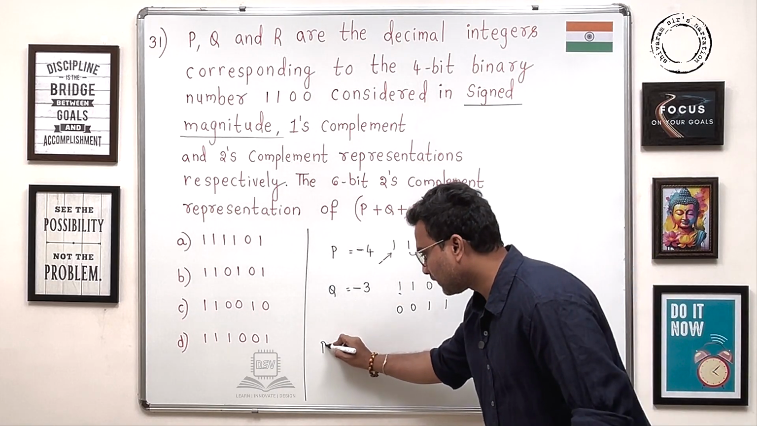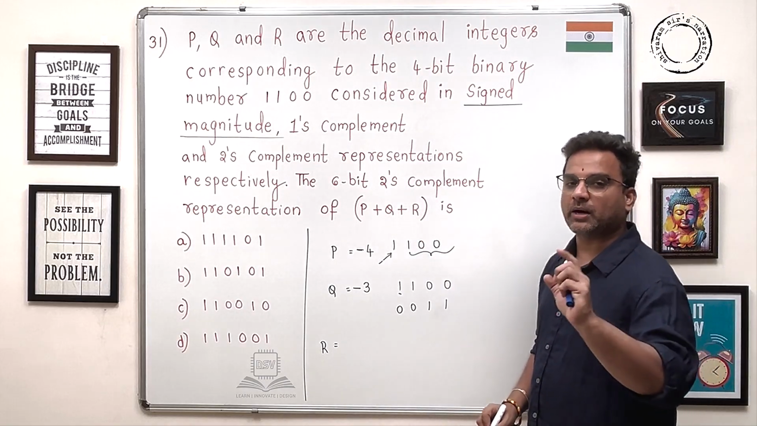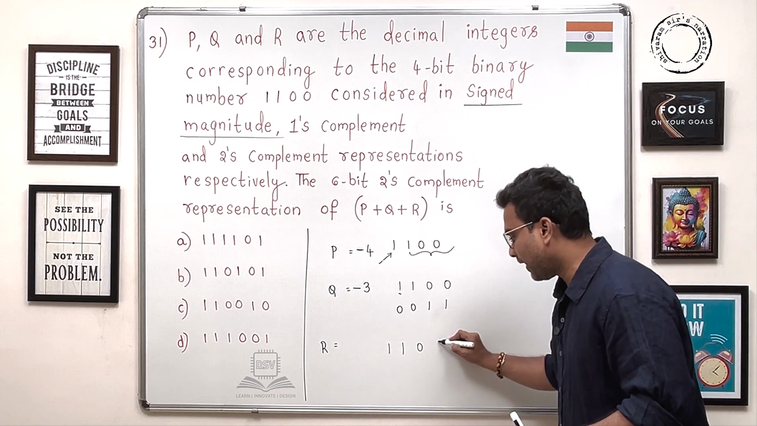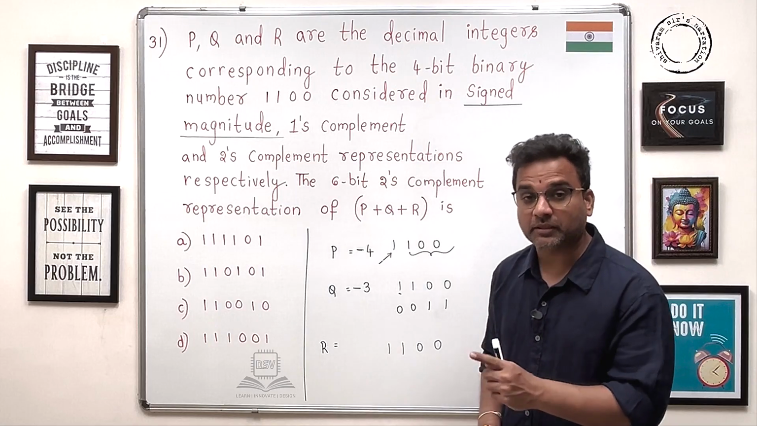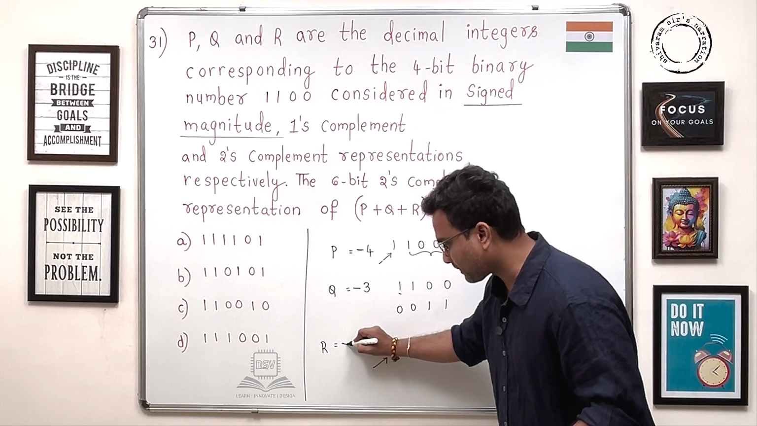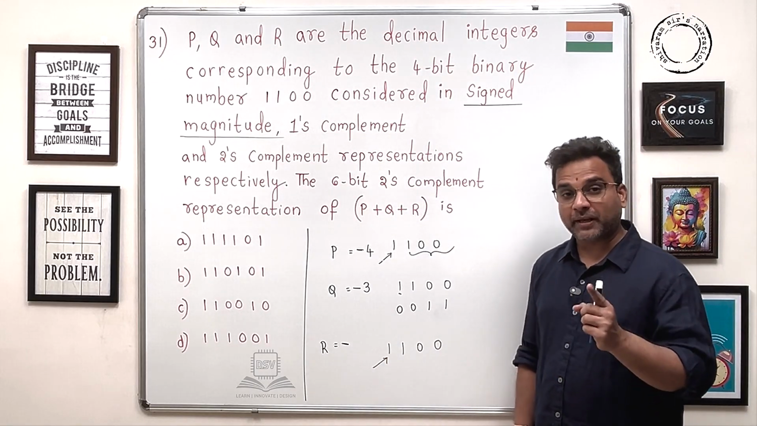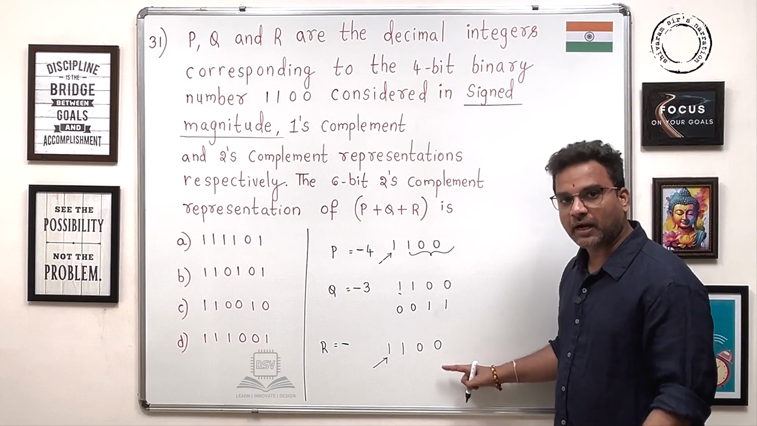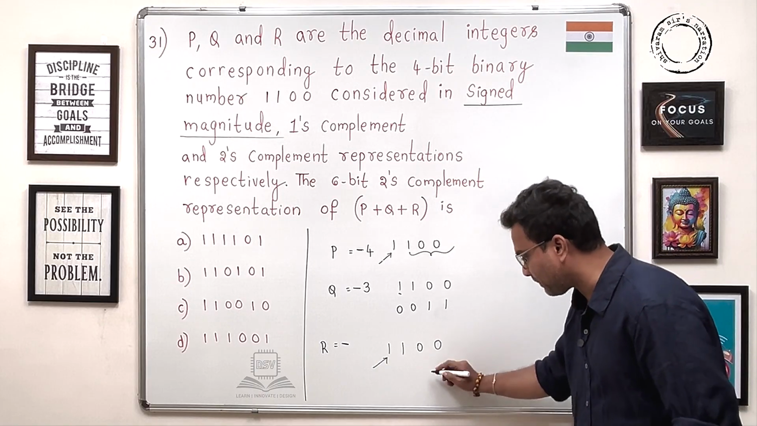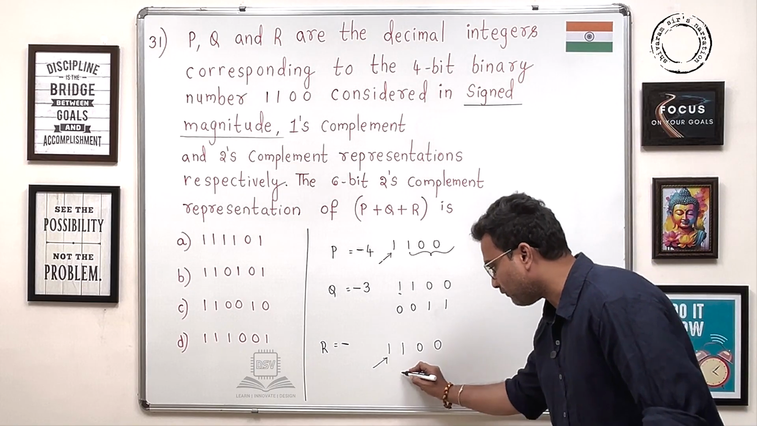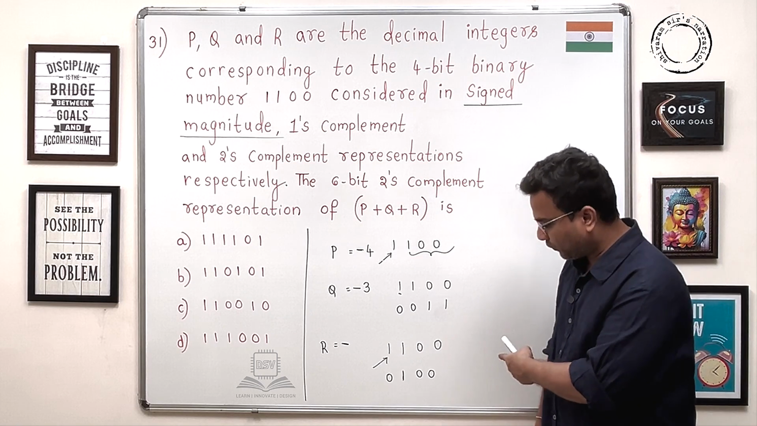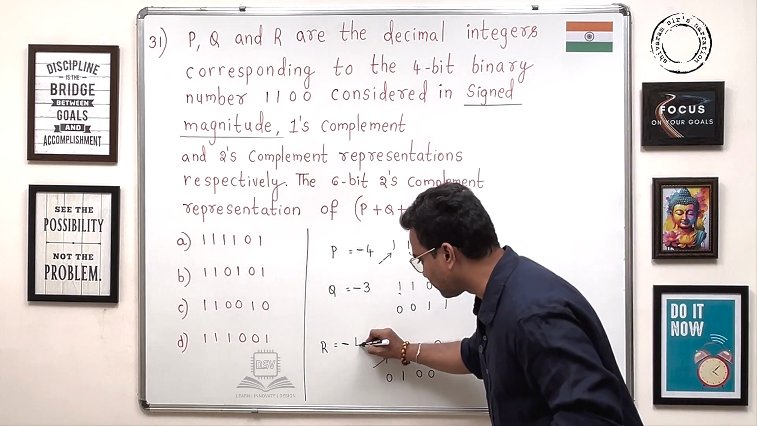Again, R is regarding the 2's complement representation. The number is 1100. As usual, MSB represents the sign. See, MSB is 1, then it is a negative number. If it is a negative number, apply again 2's complement to this and convert it into decimal. That's it. So apply again 2's complement. It is 0 0 1 0. Now you convert this into decimal. What is that? 4. Hence it's -4.